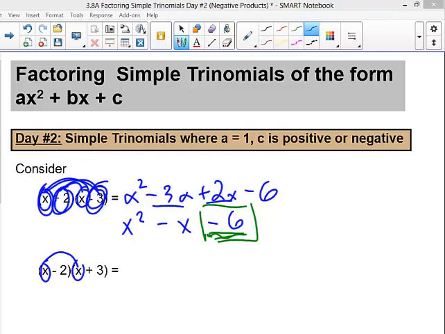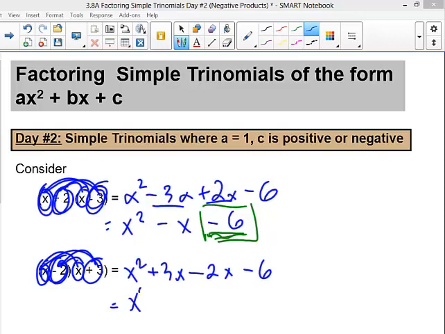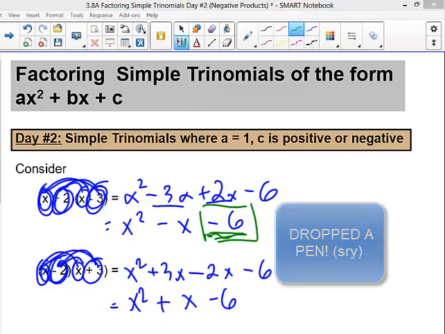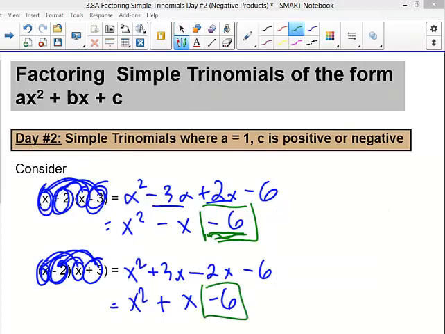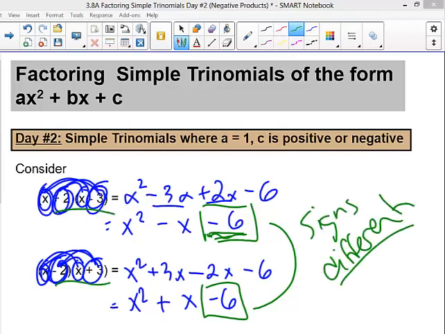Okay. x multiplied by x is x squared. x multiplied by positive 3 is going to be plus 3x. Negative 2 multiplied by x is going to be minus 2x. And negative 2 multiplied by positive 3 is going to be, again, the negative 6. That simplifies to be x squared plus 1x minus 6. So you can see that that last term again is also a negative. So what these two negatives do suggest about the numbers that are inside is that the signs were different.